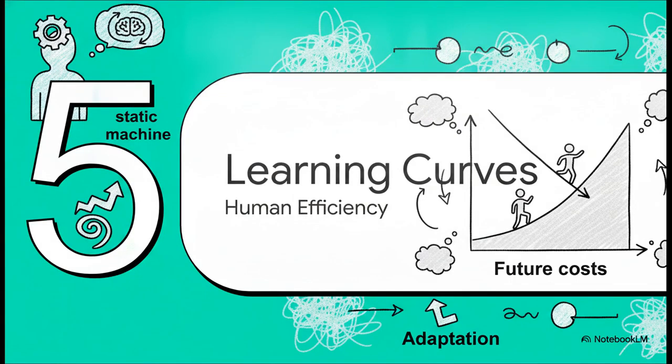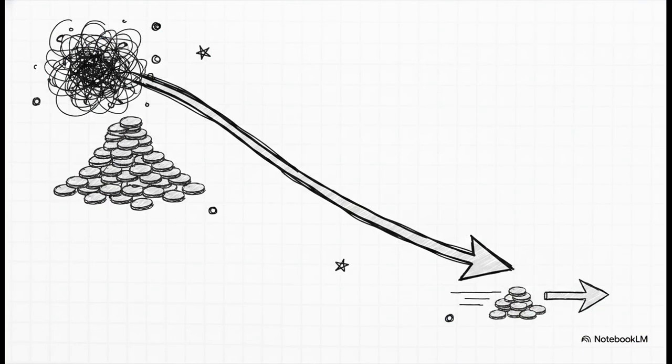Section 5. The Power of Learning Curves. Human Efficiency. Finally, we have to talk about the human element, because unlike static, predictable machines, human beings learn and we adapt, which drastically affects future costs. And this brings us to the learning curve. The core concept here is wonderfully simple. The more we do something, the faster and better we get at it.